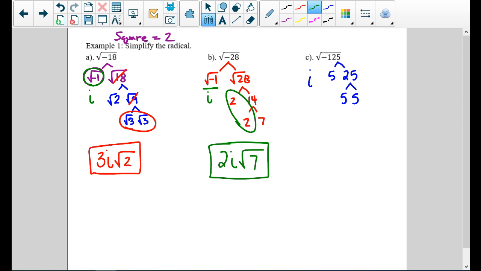Again, we're looking for pairs, and typically I don't want to lose track of that one up top, so I'll group it. It doesn't matter which two you want to group together, but that pair of 5's makes a whole 5. i comes down out front. What's left in the square root? The third 5. So 5i square root of 5.